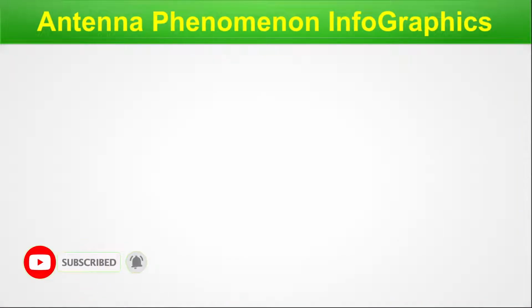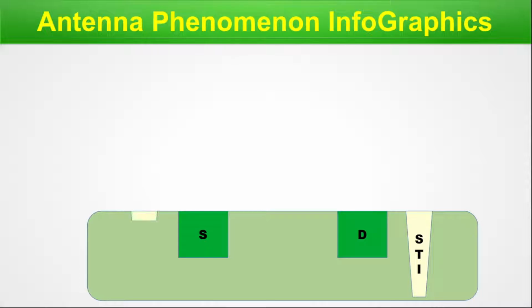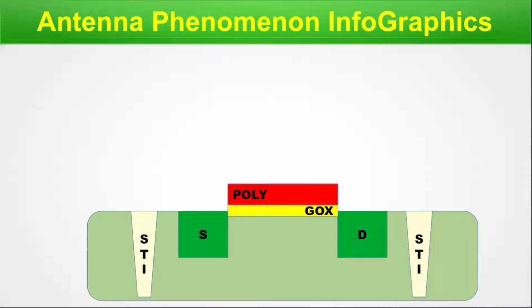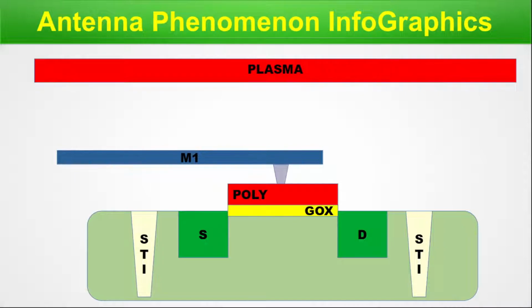Antenna phenomenon infographics. Here we will take the help of our infographics to understand the phenomena during the fabrication process. Here is our silicon substrate. Source, drain. Here is our shallow trench isolation. Gate oxide is grown here. On top of that, poly is grown and connected to the metal one. And after the metal one deposition, we have to etch the metal one as per the mask.